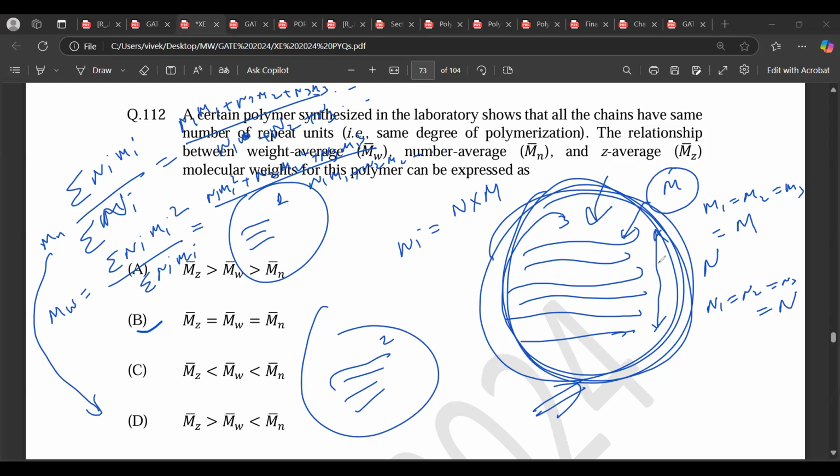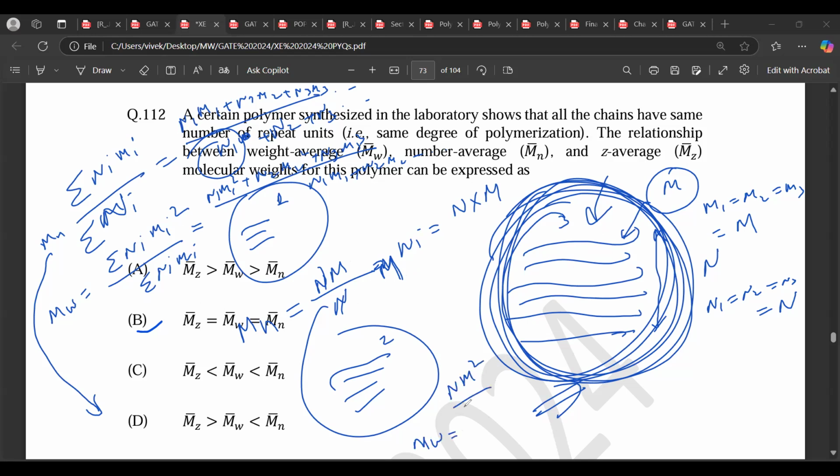Okay, so if you put here your N1 M1, it's just N into M divided by N, right? Yes or no? If you put this one monodisperse polymer, it's just N M by N. So in that case, your average molecular weight is M. Now in case of Mw, what is that? Sigma NiMi square. So it's N M square by N M, right? So N M is going to cancel out.